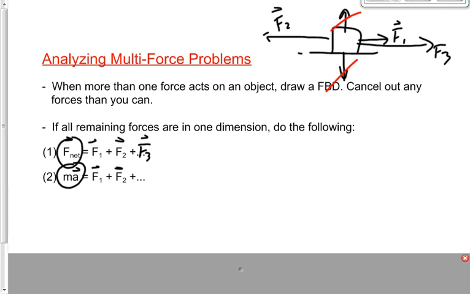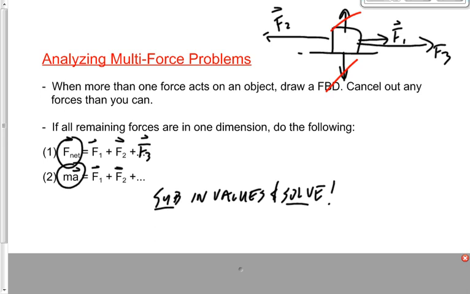And then we're going to sub in some values and solve. At this point, though, you've got to be really careful to make sure you take into account which way they're going, left or right, positive or negative.